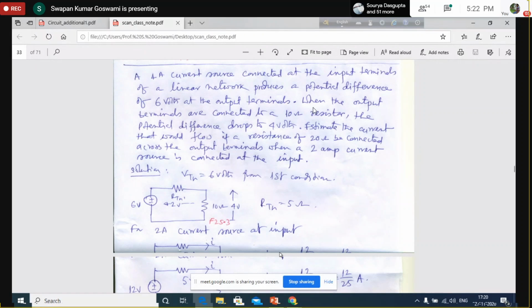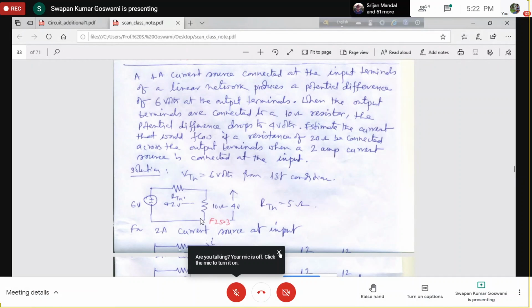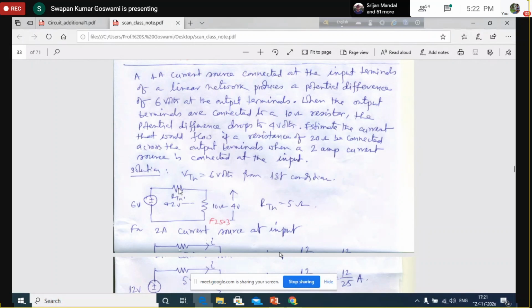Now what is done when the output terminals are connected to a 10 ohm resistance? Now a 10 ohm resistance is connected at the output, and it is observed that the potential difference, which was previously 6 volt, now becomes 4 volt. Now you have to realize the situation here. If 4 volt is available here, obviously 2 volt has been dropped in the internal resistance of the network.